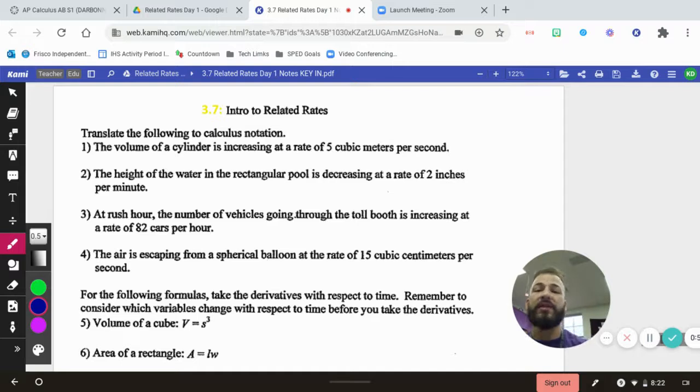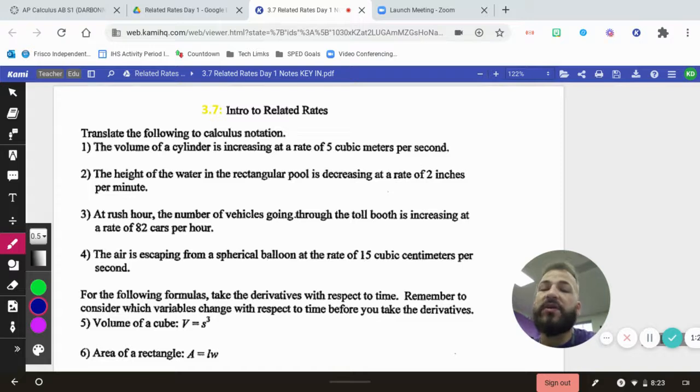And we can use calculus to discover all of these different rates and solve for them and find out more information about them within the context of certain problems. But we've got to start all the way down at the basics. The first is we have to be able to take words and translate them into calculus notation. So for numbers 1 through 4, we're just going to be translating the sentences into calculus notation.